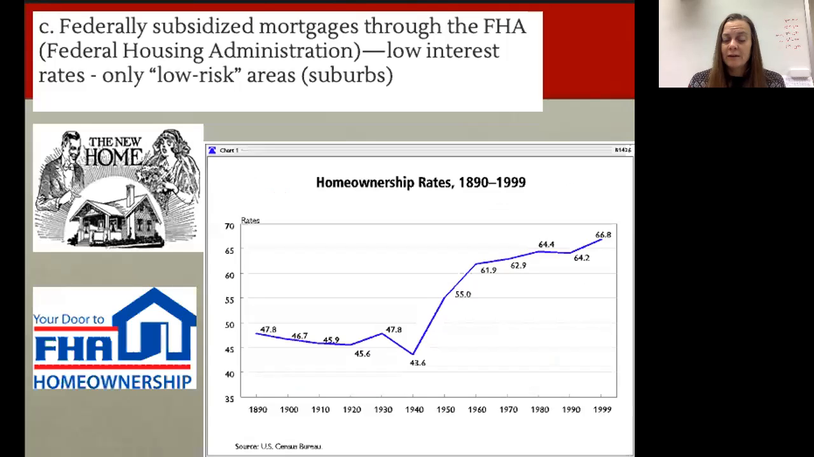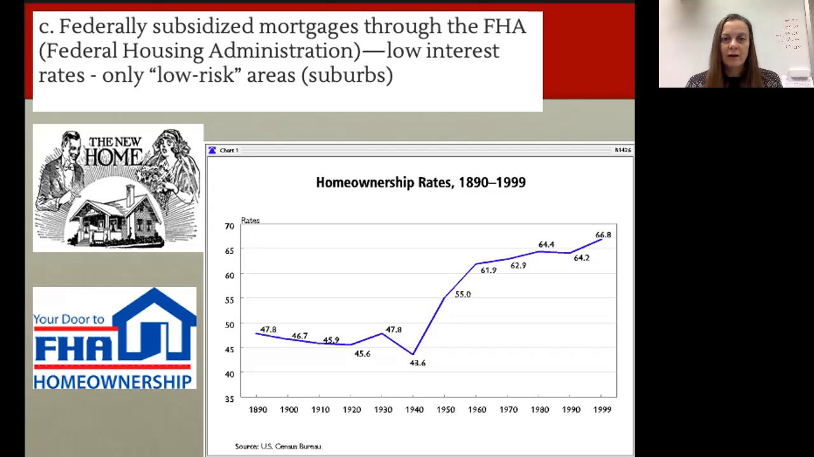Another federal policy that led to urban sprawl was these federally subsidized mortgages through the FHA. Those offered very low interest rates, but they could only be obtained if you were purchasing in a so-called low risk area. And that translated to suburbs. And so while that increased homeownership rates, it also increased urban sprawl.